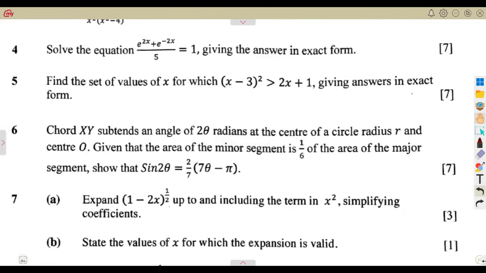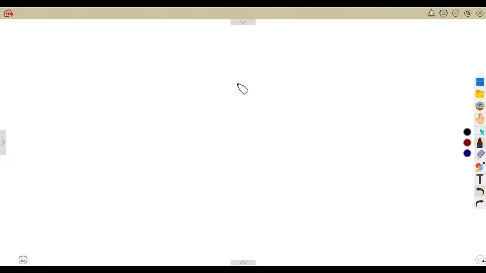All right, on number 4, you are given 7 marks again to solve this equation, giving the answer in exact form again. They wanted you to work with exact form. Anyways, let's see. So that is question number 4, where we are given e to the exponent of 2x plus e to the exponent of minus x, over 5. This is equal to 1.